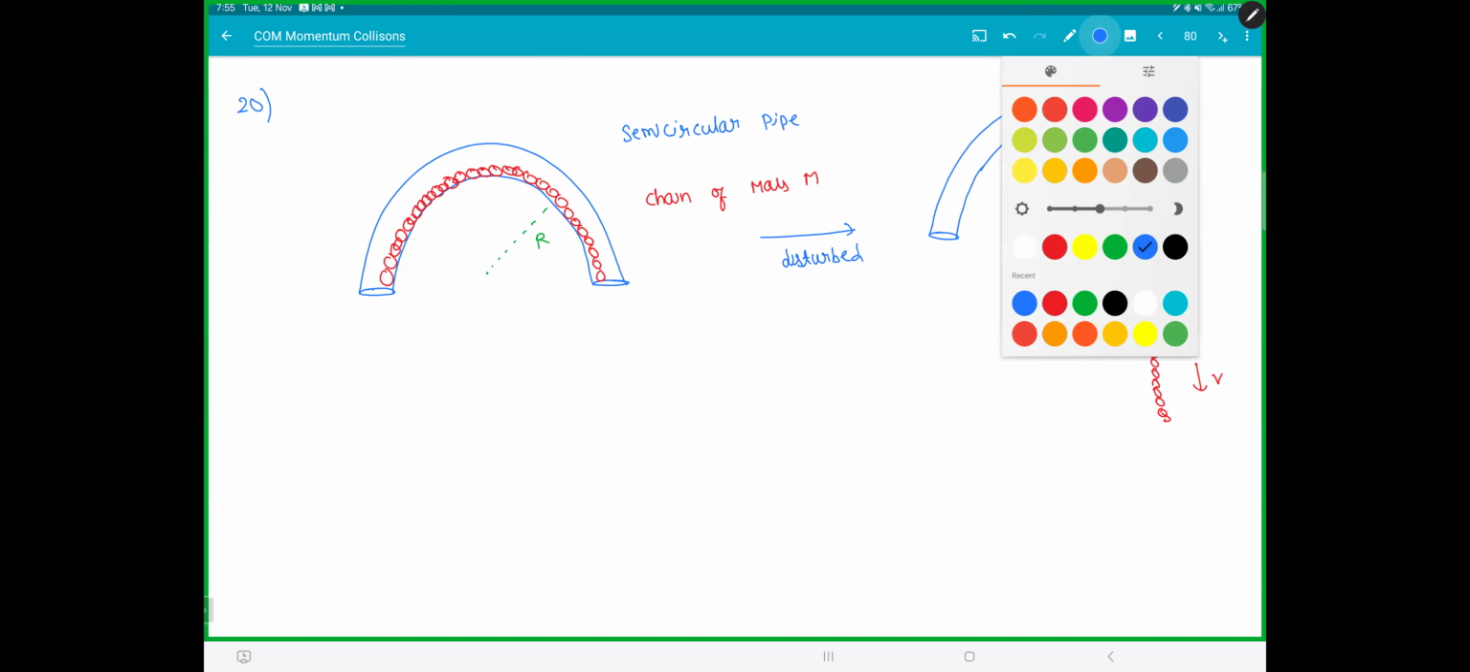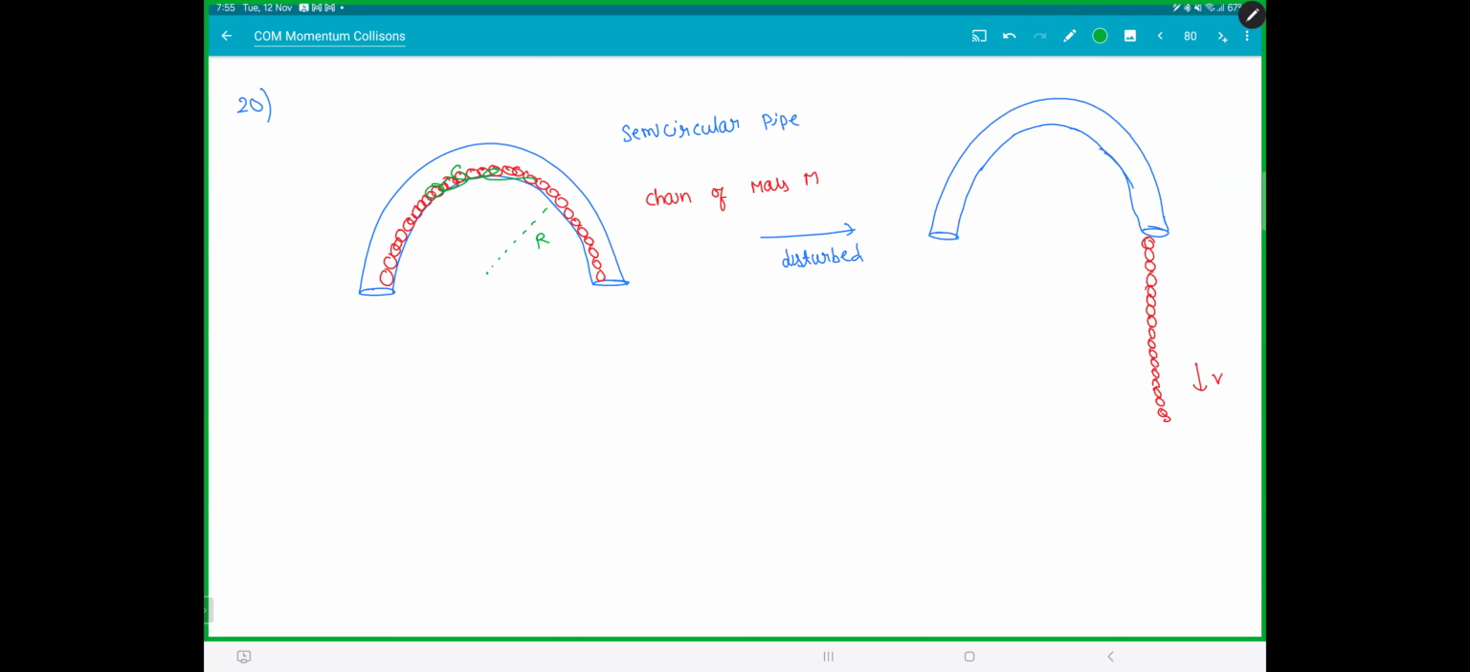So this is what happens. When you disturbed it, after some time the chain was like this, then it was like this, then it was like this. So it is just sliding out completely. Find the speed of the chain when it is completely out of the pipe.